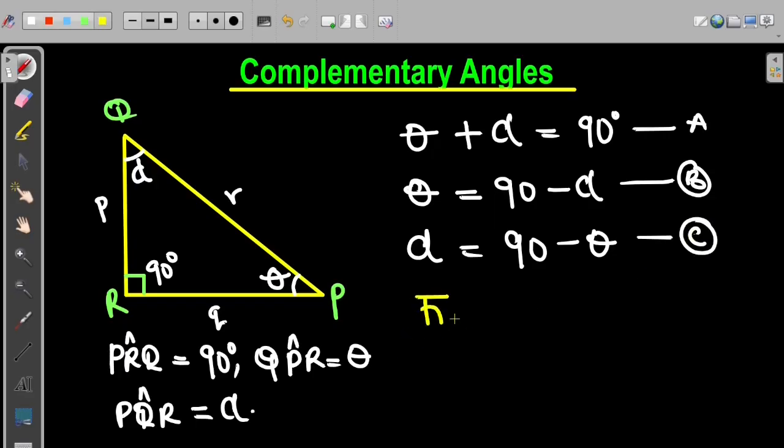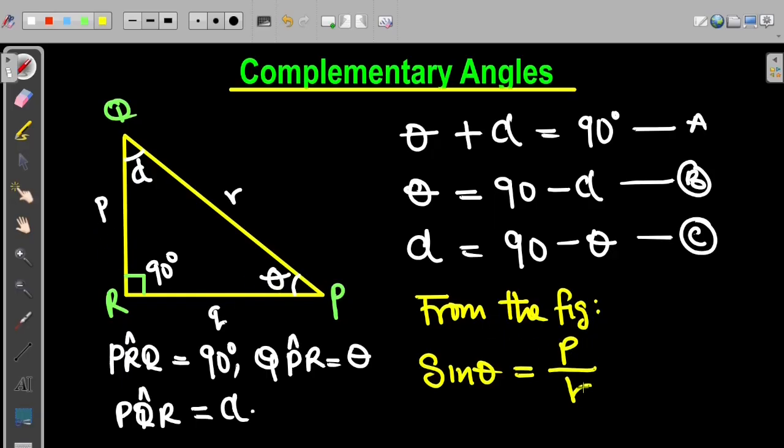Now, from the figure, sine theta is equal to opposite over hypotenuse, and the opposite of theta is p, so we have p divided by r. And if you observe carefully, cos alpha is equal to p divided by r, because here is alpha and cos is adjacent divided by hypotenuse.